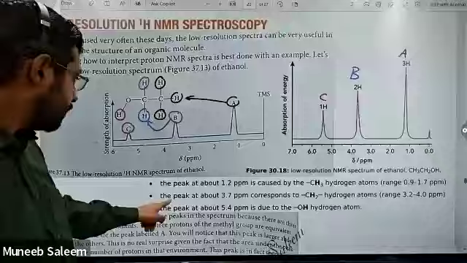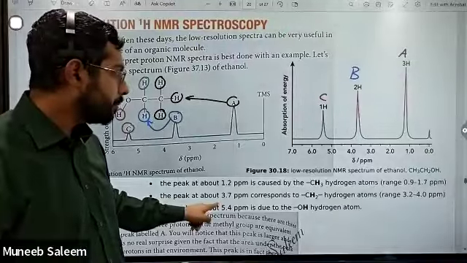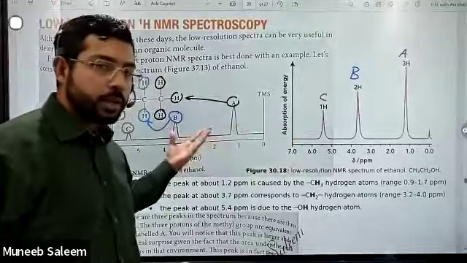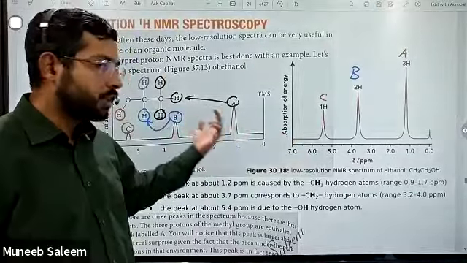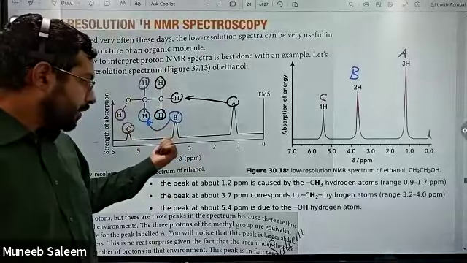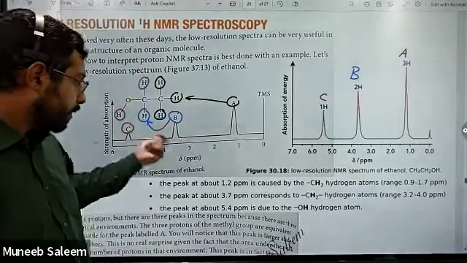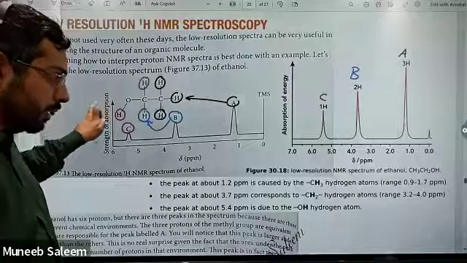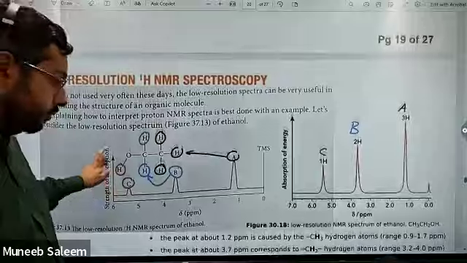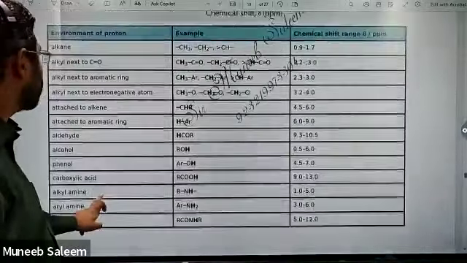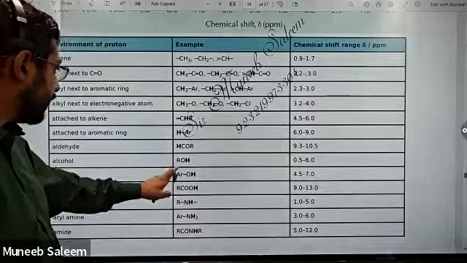The next one was a peak at about 3.7 ppm over here. These two spectra are of the same compound, taken from different resources. So 3.7 ppm over here and here. They must be present near the alcohol group.